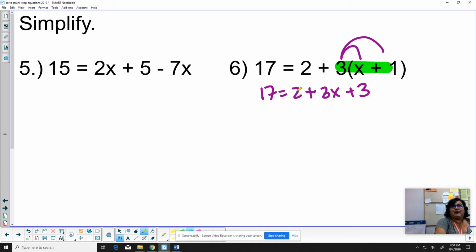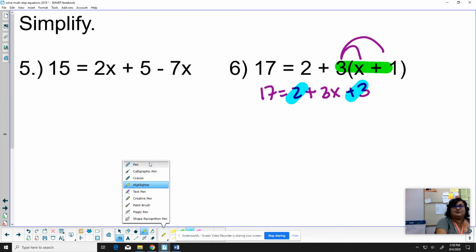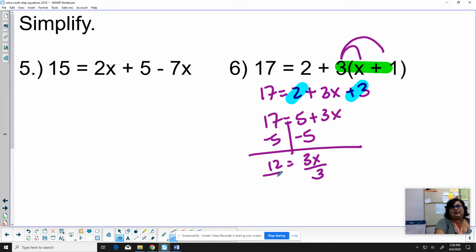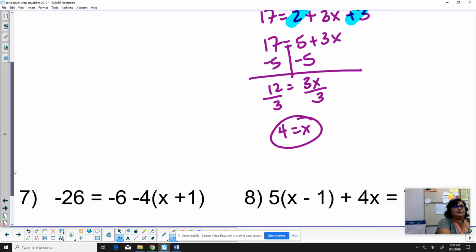So I can combine the 2 constants because that's what's alike on the right. So that's 17 equals 5 plus 3x. Then I'm going to subtract 5 on both sides and divide 3. Hope that made sense to you.